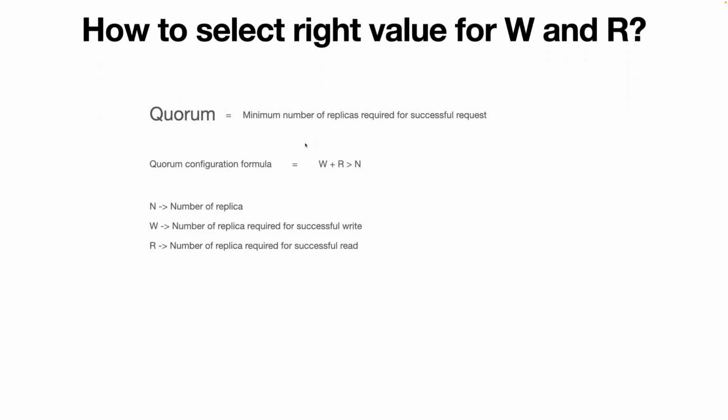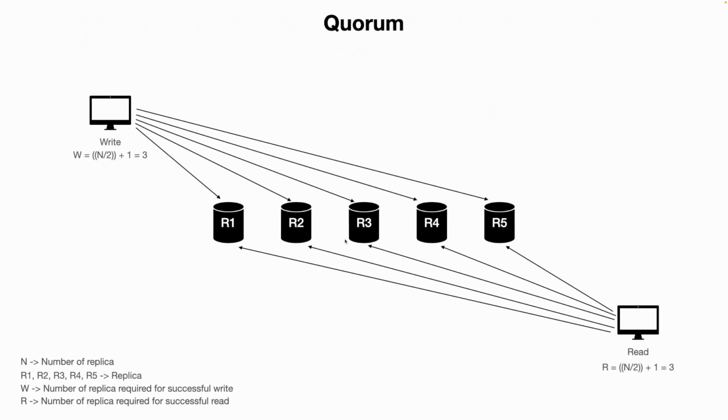Quorum means the minimum number of replicas required to make the request successful. The quorum formula is W plus R should be greater than N, where N is the number of replicas, W is the number of replicas required for a successful write, and R is the number of replicas required for a successful read. Now let's understand quorum with the help of an example.